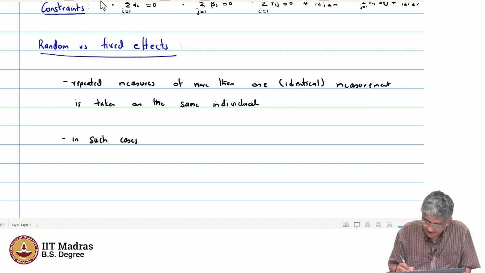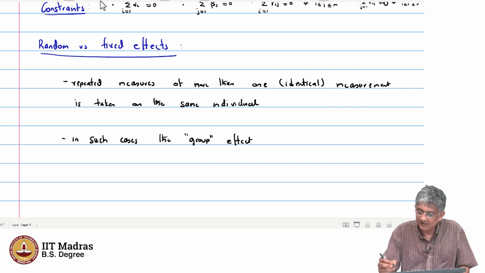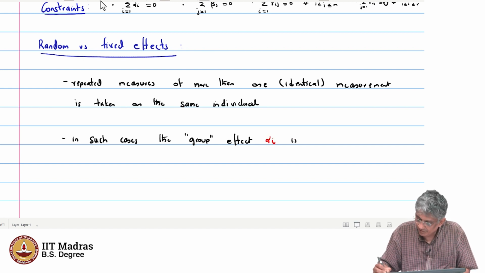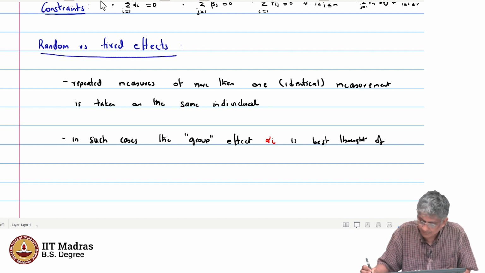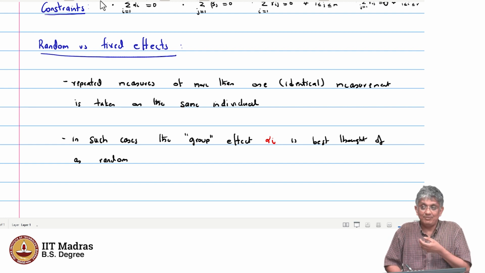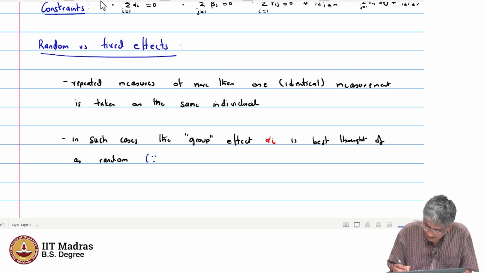The group effect, that is the alpha I, is best thought of as random. And the reason is that you're only sampling a subset of the entire population, not the entire population.